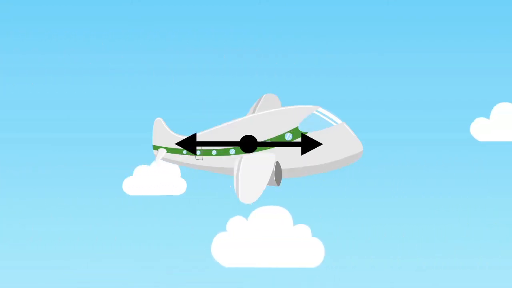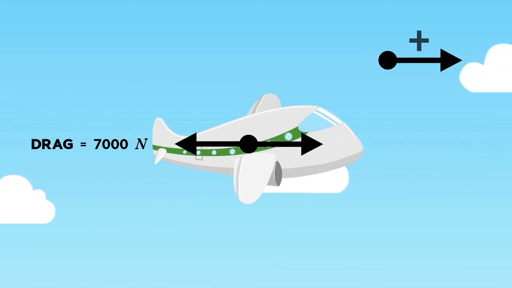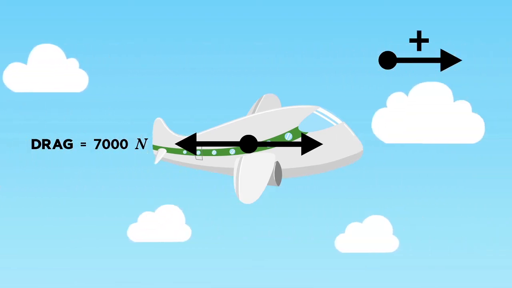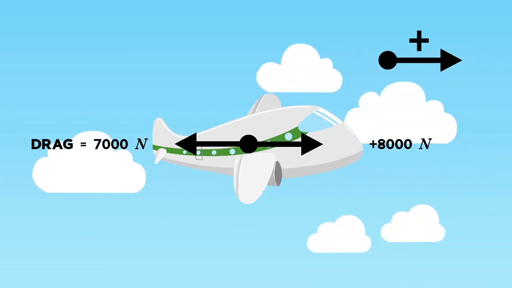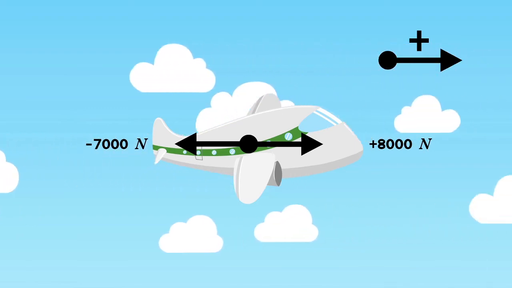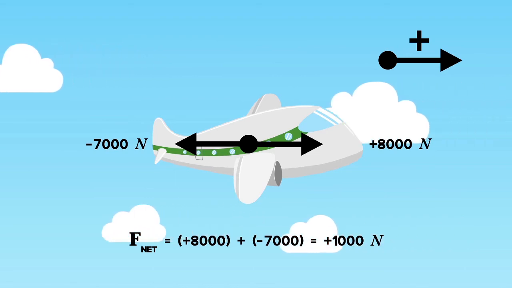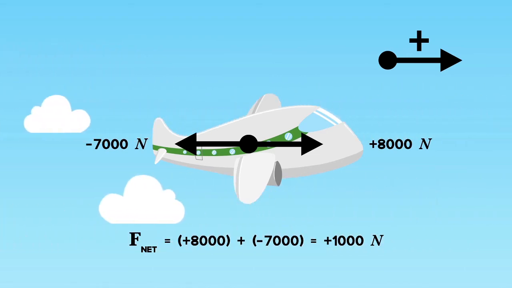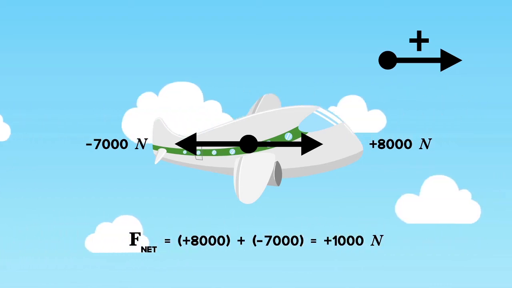What about the horizontal vectors? Let's take the forward direction of travel as positive. That means that the vectors have values of positive 8,000 and a reverse vector. This makes it negative 7,000. Now, when we add the vectors, we get positive 1,000 newtons. The positive part is really important. It actually tells us that the net force is in the forward direction.